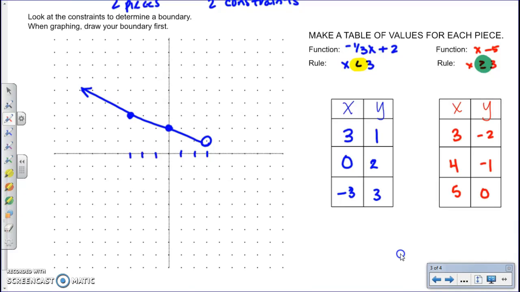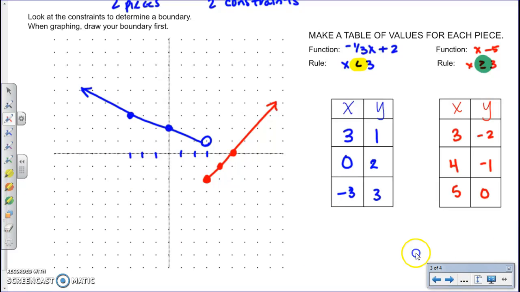So now let's graph this linear function. The first ordered pair is 3, -2. So I'm going to go right 3, down 2. And I'm going to use a closed circle because it is included in this graph, hence the or equal sign. The next ordered pair is 4, -1. And then 5, 0. Connect your dots, and you can see there's our piecewise function.